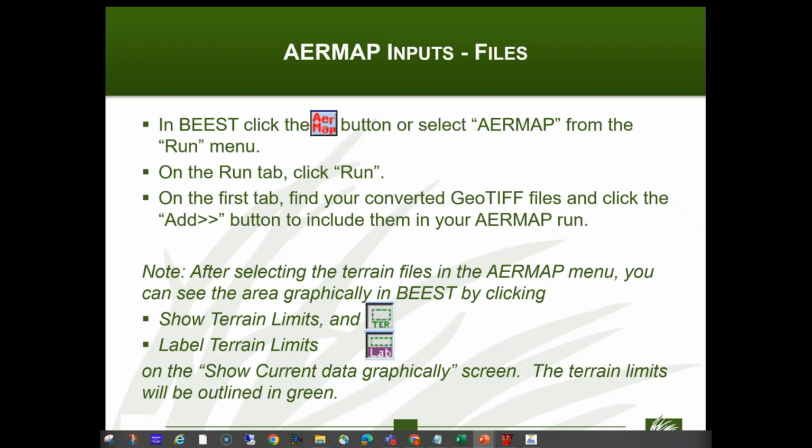Once we've opened our Aermap utility in BEEST, on the first tab, what we have to do is find our converted GeoTIFF files and click the Add button in order to move them over to the right side of the screen. That will tell BEEST these are the files I want to include in my Aermap run. And then after we select the terrain files in the Aermap menu, we're going to take a look at them in BEEST by going to our Show Current Data Graphically screen and clicking on Show Terrain Limits and Label Terrain Limits. Let me go ahead and do that.